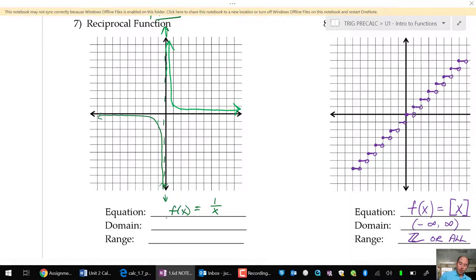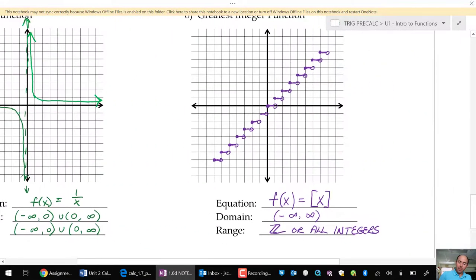Domain, all real numbers except for where the vertical asymptote is, which is 0. So negative infinity to 0, and then 0 to infinity. The range would be the exact same. The lowest it goes is negative infinity to the y, but notice that the y value never hits 0 exactly, so we're going to partition that range off as well to go from negative infinity to 0, and then once again pick up from 0 up to infinity, but not including 0.